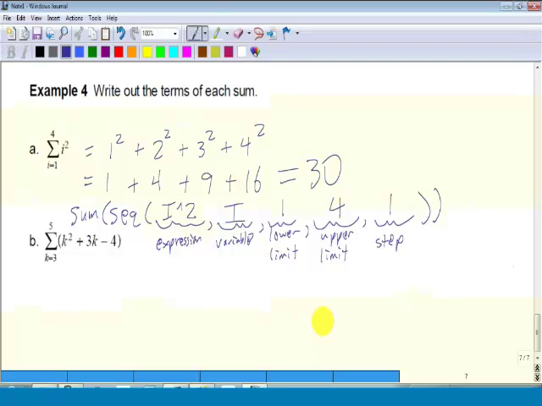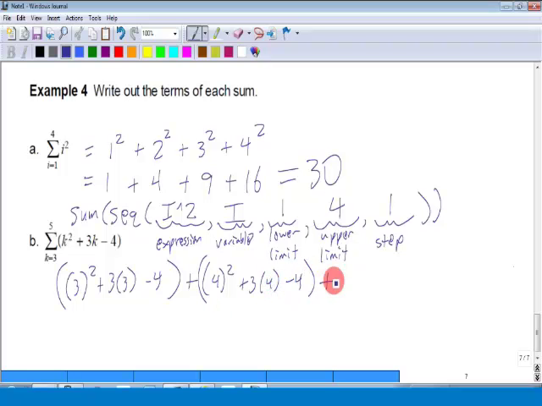The B part, there are just 3 places. It doesn't start at 1; it starts at 3. So we take the 3, substitute that for K, get an answer. Then K goes to 4. We substitute 4, get an answer. Then K goes to 5. We substitute 5 for K, get an answer. We figure out the value of each of these.